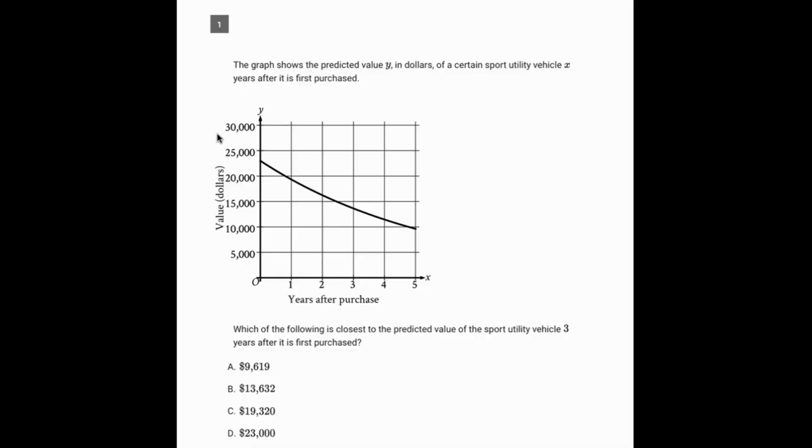Now starting with question number 1, here we're being asked what is the predicted value, which is the y-axis on this graph, when we are 3 years after purchase. So looking at 3 years after the purchase, what is the height of the prediction line? And it appears to be between 10 and 15, but a little closer to 15. So let's say 13,000. And which answer matches that most closely? B for boy here.